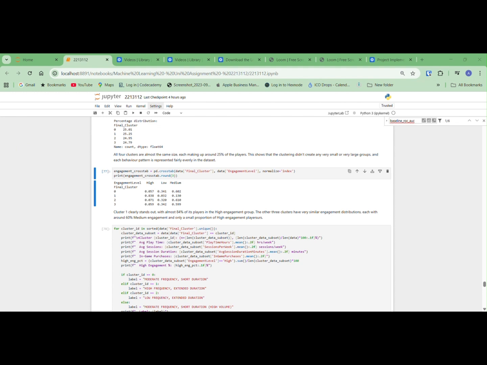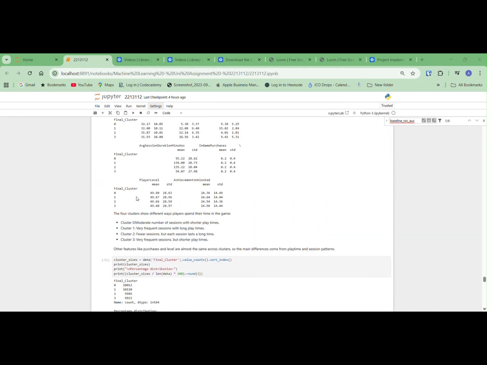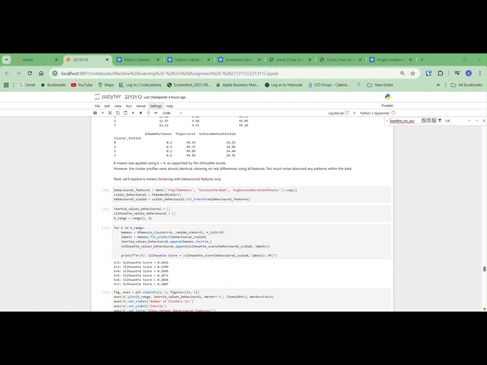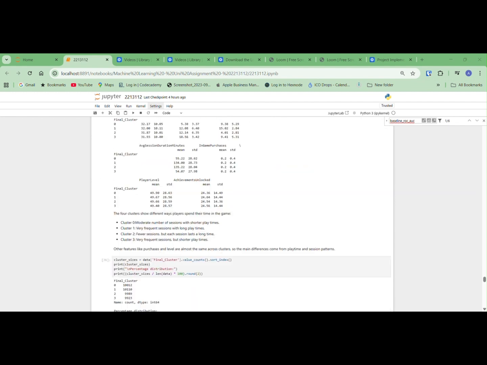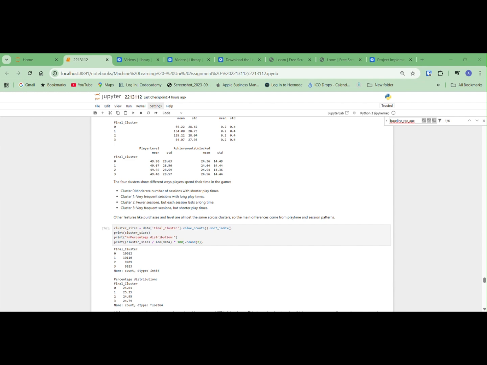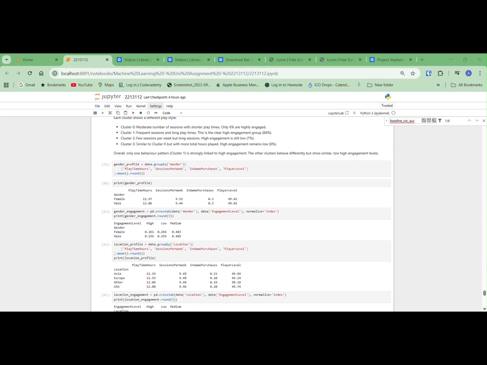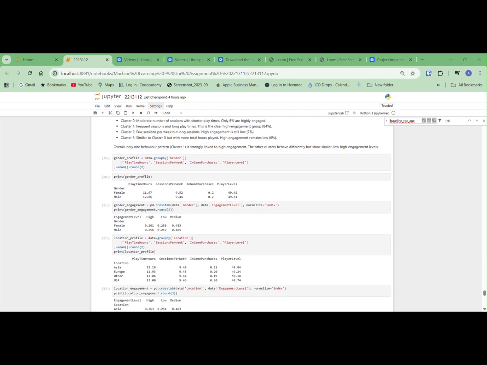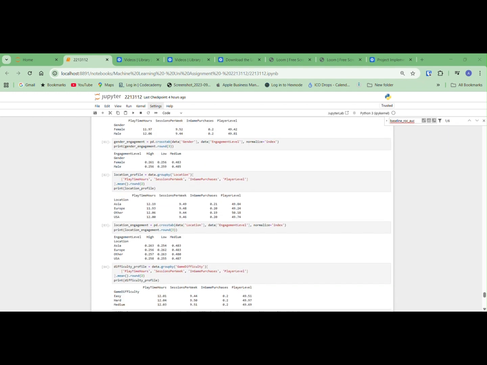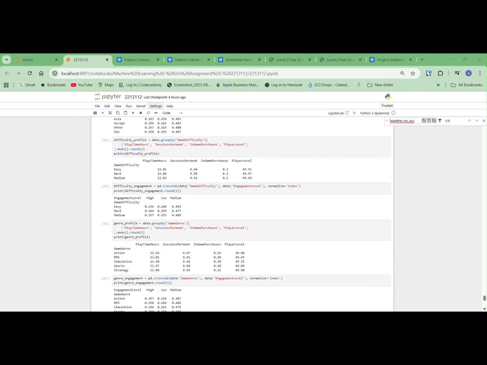Just to go back to earlier, cluster 1 was represented by very frequent sessions with long play times. Then I looked at demographic data, but no real patterns came from these. Again, they were fairly balanced across the whole data set, with no particular features standing out.